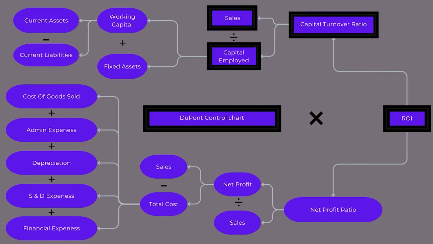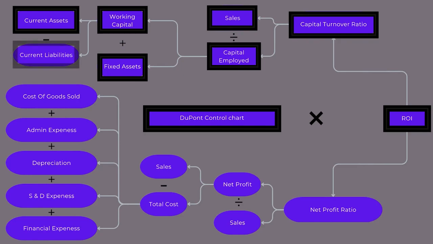What do you mean by capital employed? It means fixed assets plus working capital. And what is working capital? It means current assets minus current liabilities.